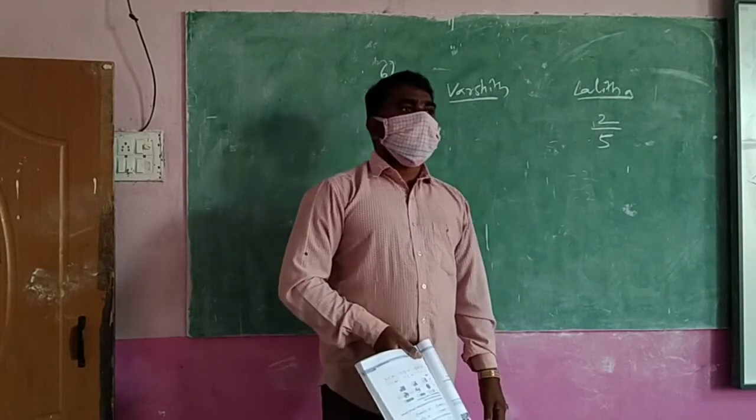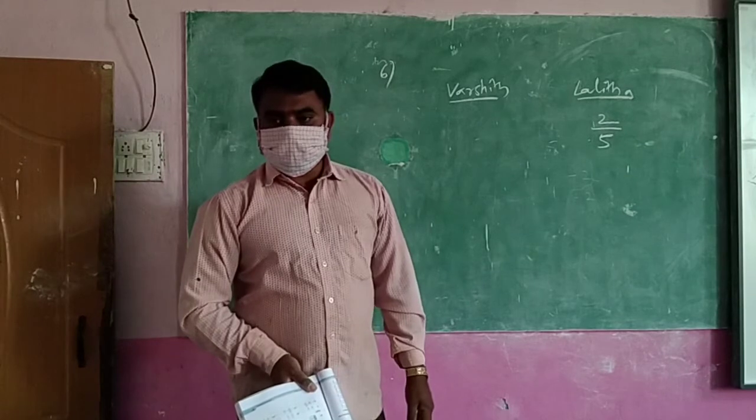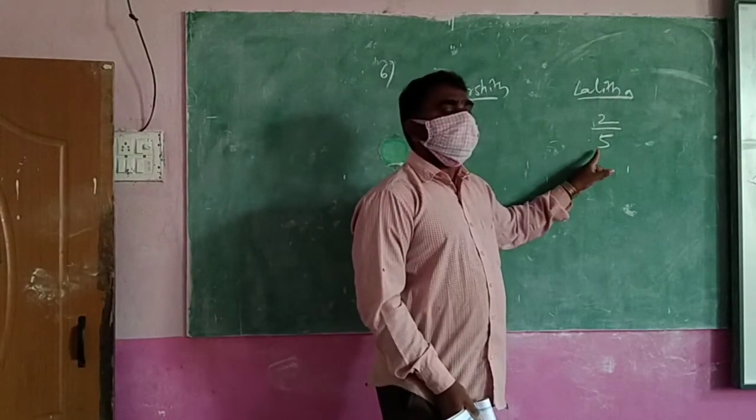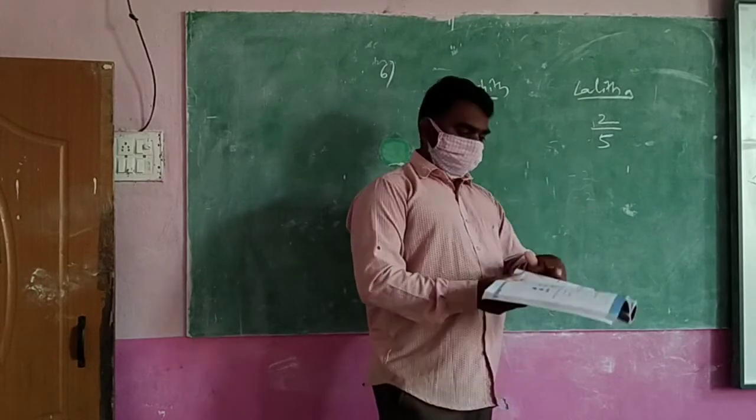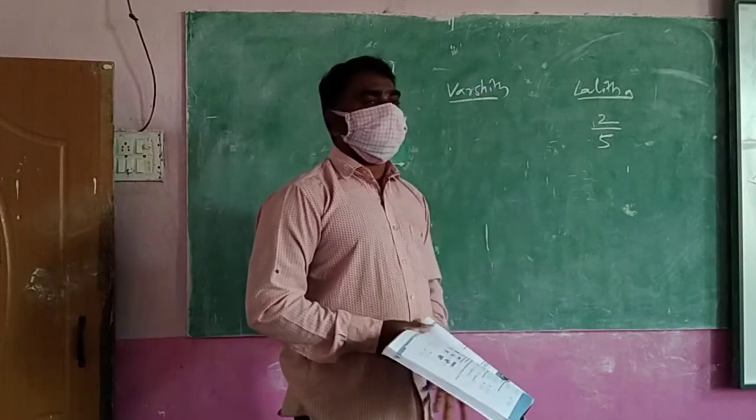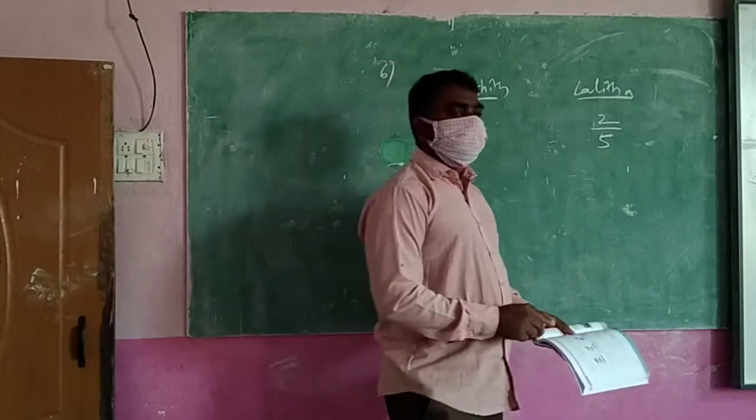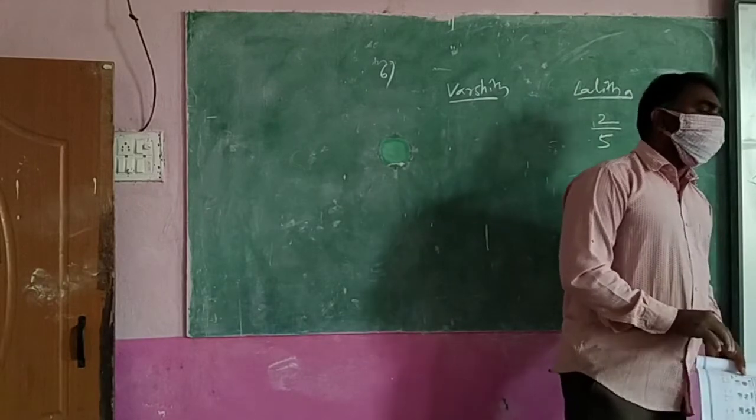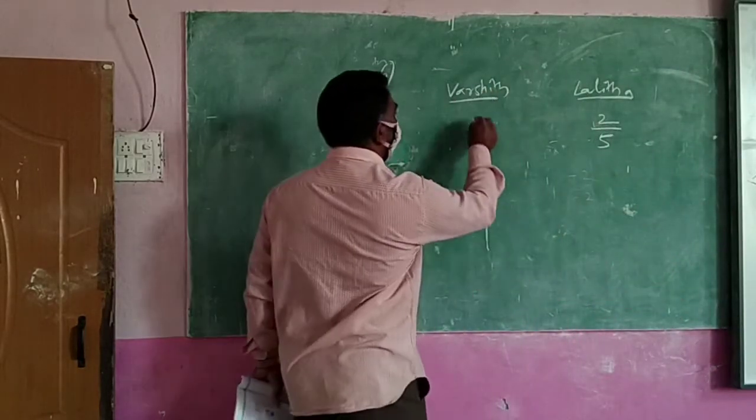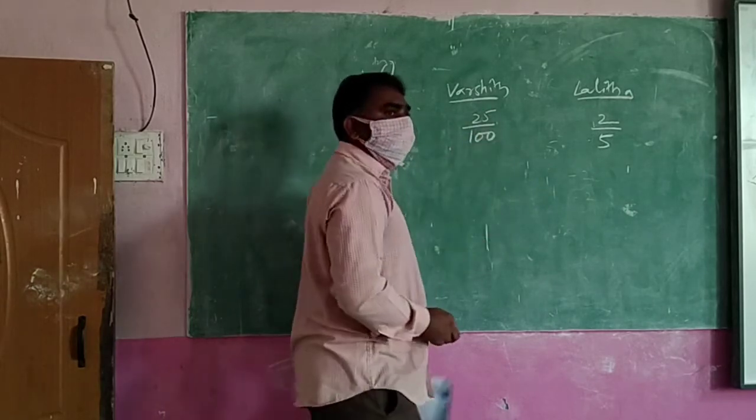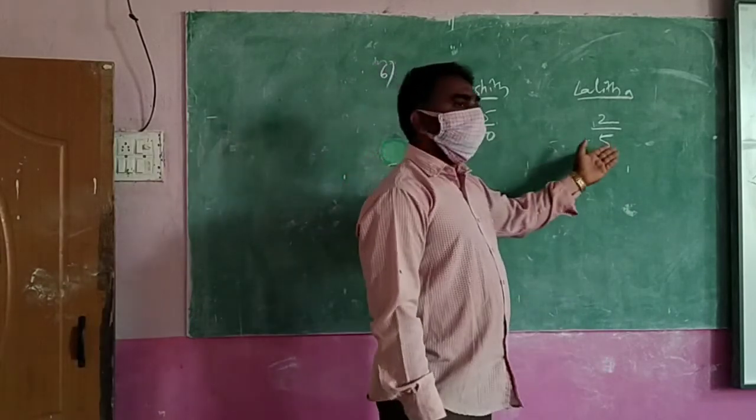Can you write like that or not? Yes. Lalita is in fraction form, but Worksheet is not in fraction form. First you try to write in fraction form. Worksheet read how many pages? 25 pages. Out of how many pages? 100 pages. That's why you write it as 25 by 100. Now both are fractions only, no?